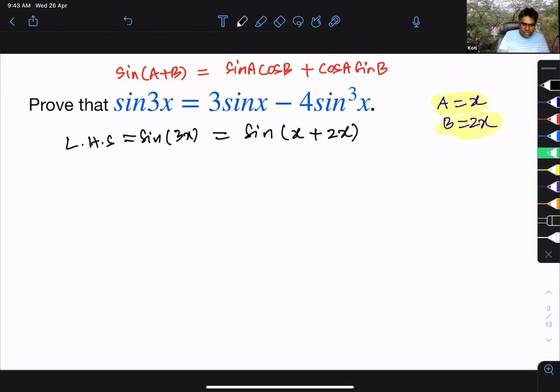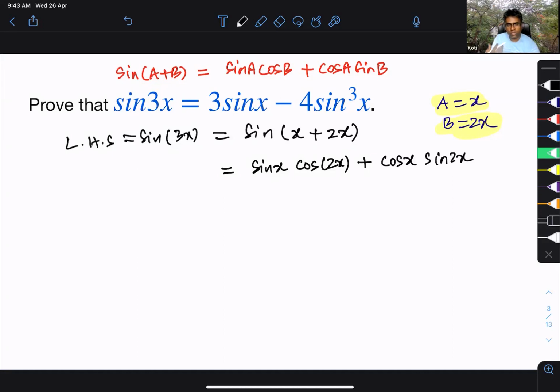Now just substitute. Okay, so what do we have? Sine of a, which is sine x, and then cos of b, which is cos 2x, plus cos of a, which is cos x, multiplied by sine of b, which is sine 2x. Now, if you look at the right hand side, you just have sine x.